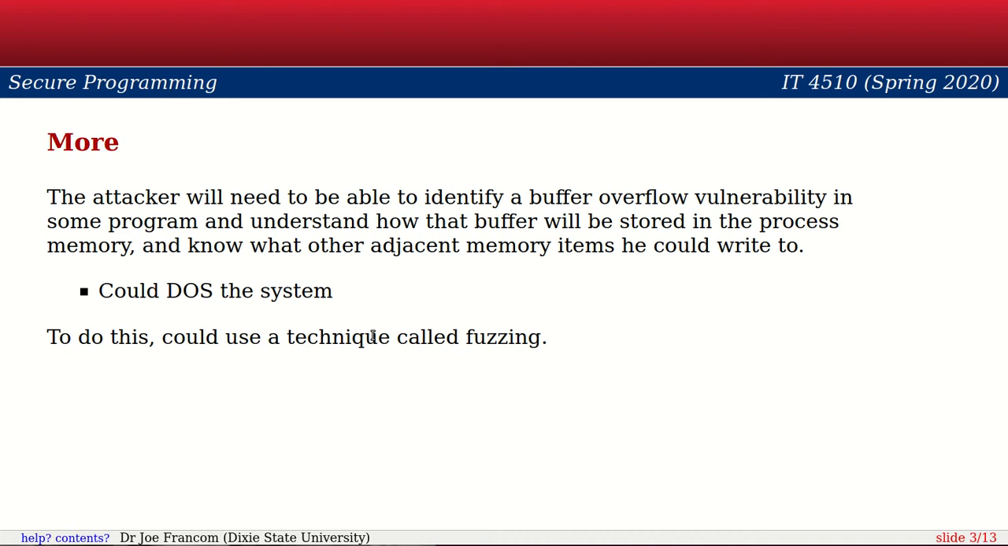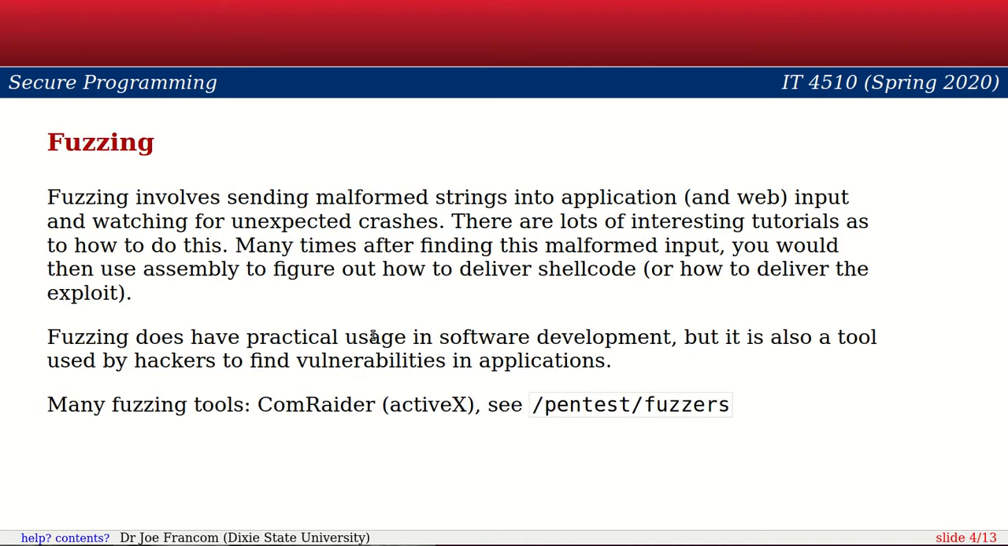One way we can identify a buffer overflow is through a technique called fuzzing. Now, I'm not going to spend a ton of time on fuzzing right now or in this class. You could go research more about it. Kali does have some fuzzers built into it. But fuzzing, all it really involves is sending malformed strings into the application or web application and watching for unexpected crashes. After finding the malformed input, you could then use the assembly to figure out how to deliver shellcode or how to deliver the exploit.